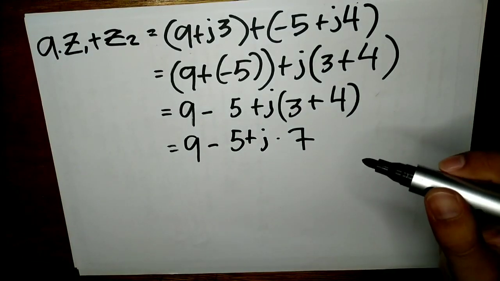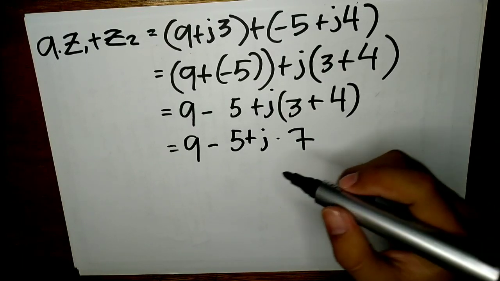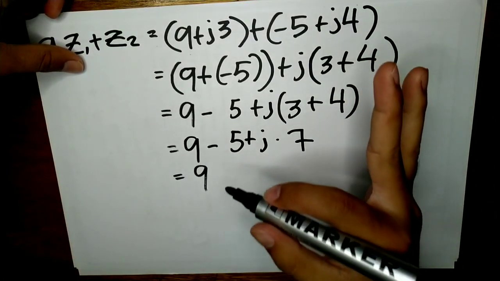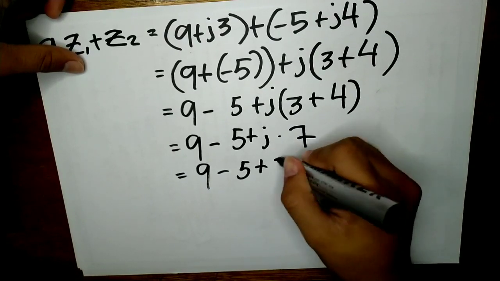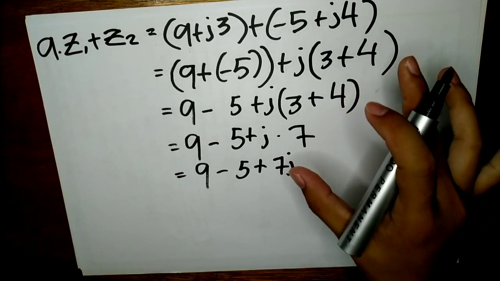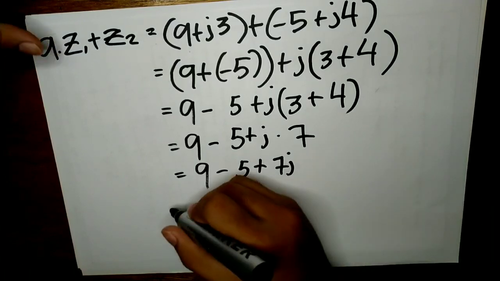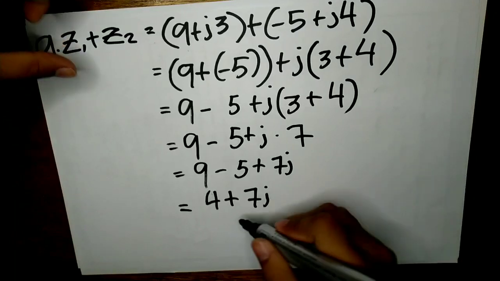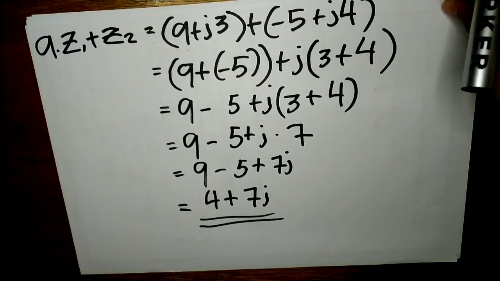Now after that we need to move the number 7 to the left of I. So it will result in this one. Now, in order to get the final answer, you need to subtract 9 from 5. So it will go like this. So now this is our final answer. Let's move for letter B.